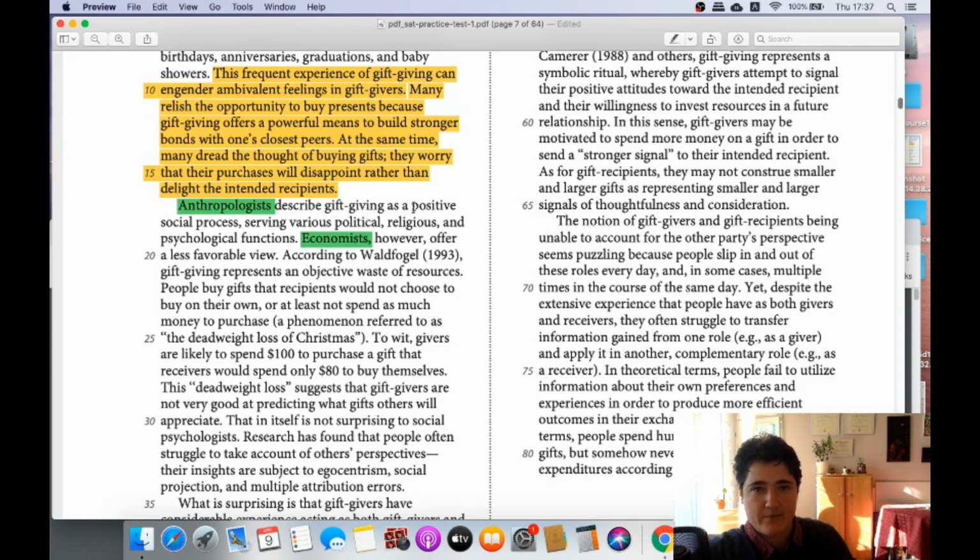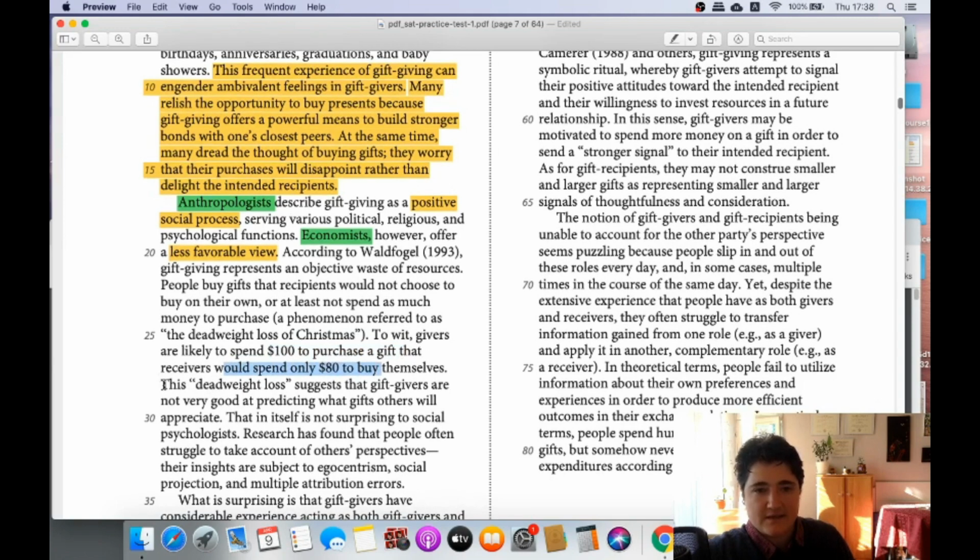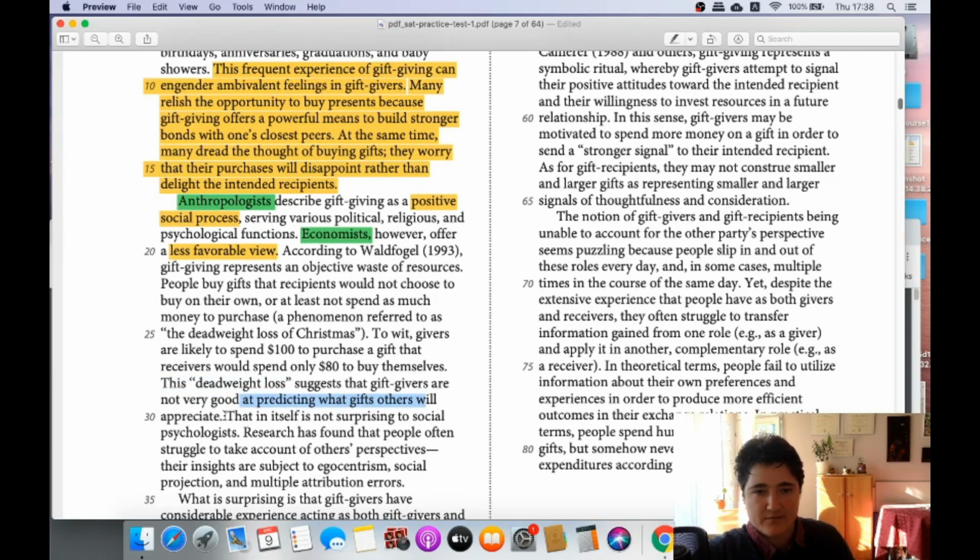So the anthropologists see giving as a positive social process, but economists think it's a negative social process. So this is one thing. Why the negative givers are likely to spend $100 to purchase a gift that receivers would only spend $80 to buy themselves. This deadweight loss, a definitely circular term, suggests that gift givers are not very good at predicting what gifts others will appreciate.